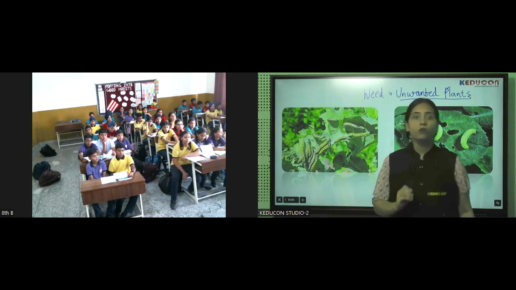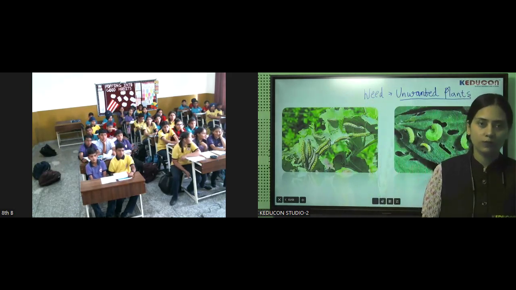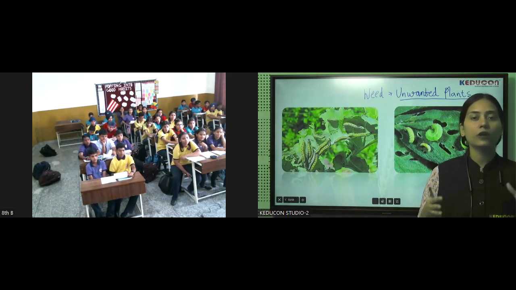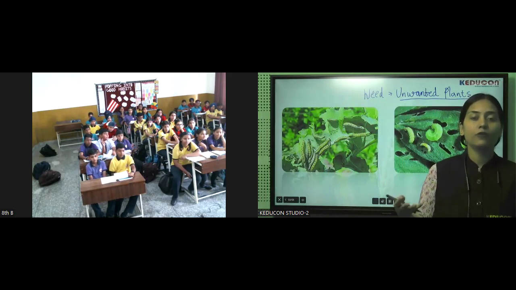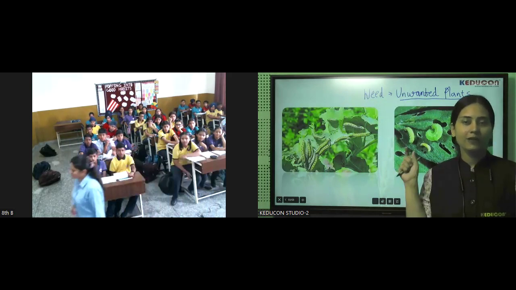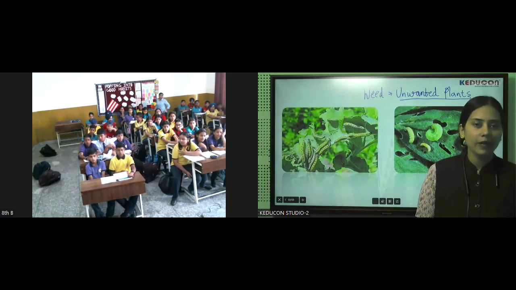These are unwanted, undesired plants that we don't want to grow in our field. So these are growing along with our desired crop that we want to grow. Okay. So now the weeds are basically competitors. Why are these competitors to our main crop?